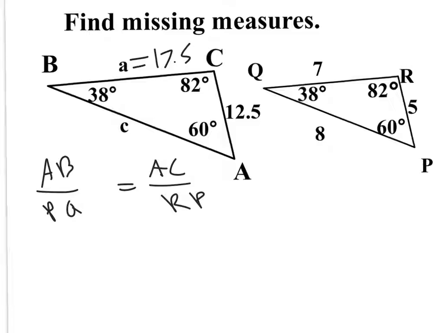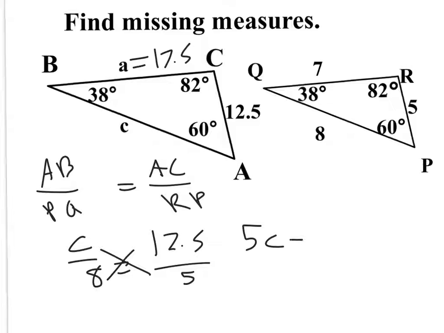I don't want to try to use BC, because what if you got BC wrong? Then all your numbers are going to be off. So replace your letters with numbers. AC is C, PQ is 8, AC is 12.5, RP is 5. Cross multiply. 5C is equal to 100 because 12.5 times 8 is 100. Divide by 5. C is equal to 20. So there's your two missing measures.